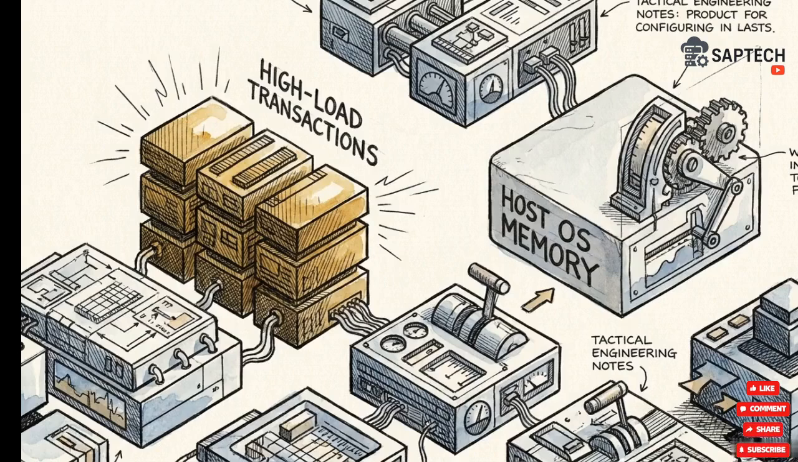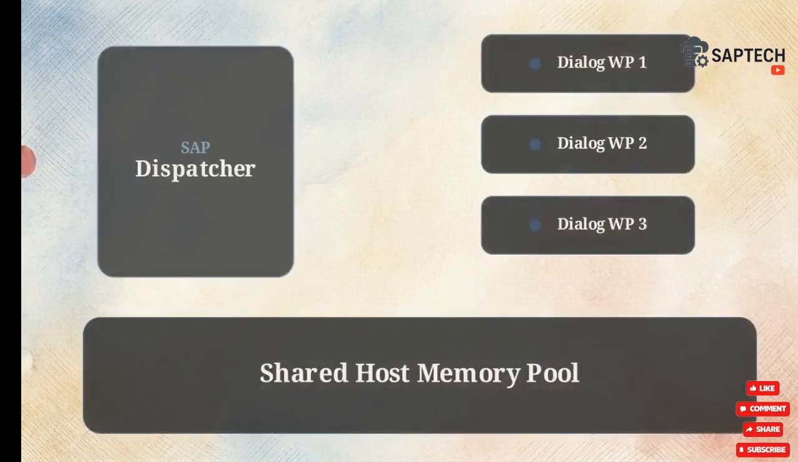Today, we are breaking down the exact mechanics of SAP memory allocation and work process management. Every SAP instance faces the same architectural conflict, providing massive memory to high-load transactions while protecting the host operating system from resource exhaustion. When a user submits a request, the dispatcher takes that request and routes it to an available dialog work process, which then pulls memory from the shared host pool to execute the task.